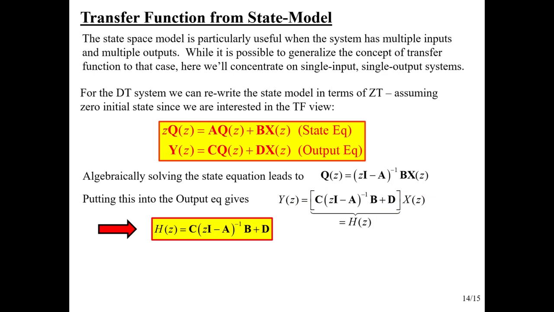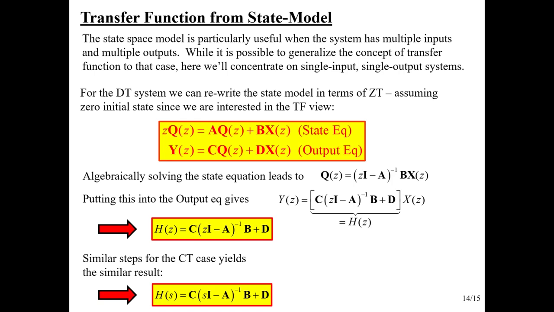So now we have a result. If you have any one of the many, infinitely many possible state models, you've got your A, B, C, and D, you can plug them in here and find out the transfer function. So it's a nice passage back and forth between those. And if we did a similar thing for the continuous time case, we would get this similar result. So virtually identical except Z and S.